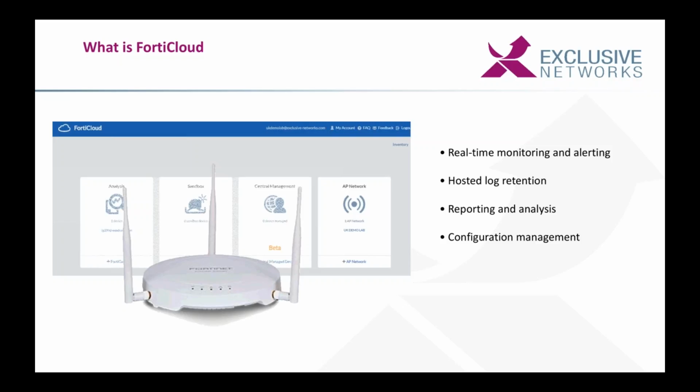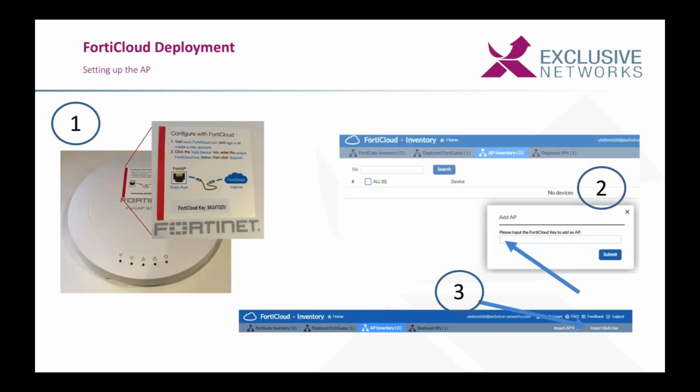So how do we connect a unit up to FortiCloud? Well, essentially every FortiAP that now gets delivered has a specific cloud key. The cloud key is a serial number sort of thing, so letters and numbers. You apply that to your cloud inventory, and it automatically registers the AP to FortiCloud.